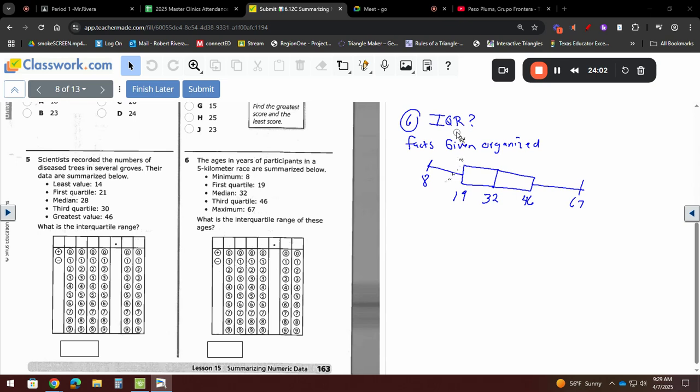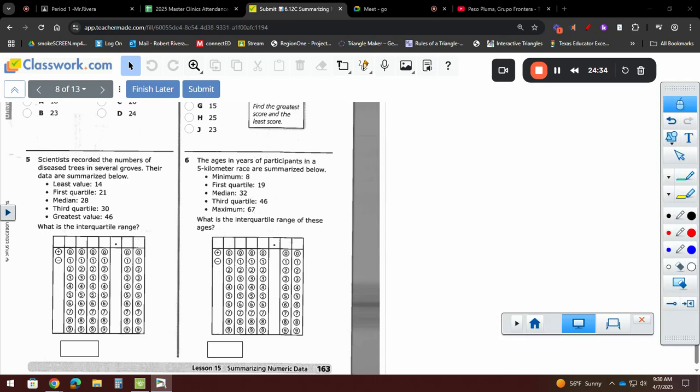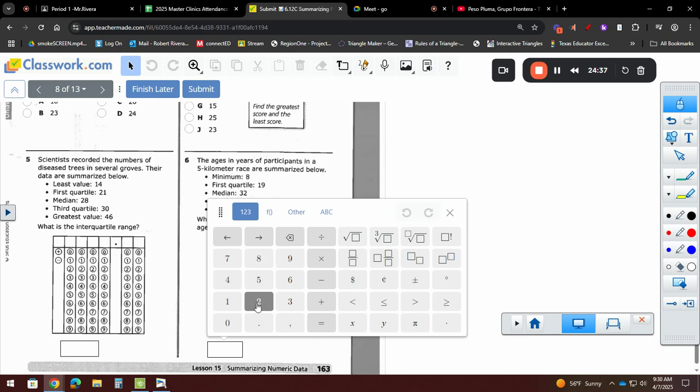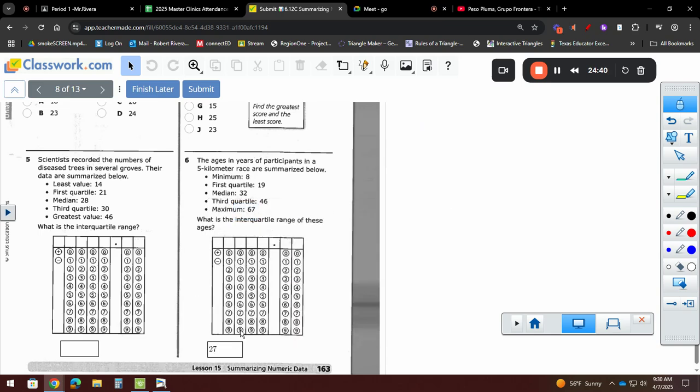And now the question is identifying that they want IQR. So what numbers do I need for IQR? Circle them. 46 and what? 19. And what would we do with these two? Subtract. So let's go to the side. 46 minus 19. 27. So I'm going to go now to my box here and punch in 27, which we're doing number 6. So you just go in there and punch in 27, and that's it. Now I'm going to play the next song, and you do number 5 by yourself, okay?